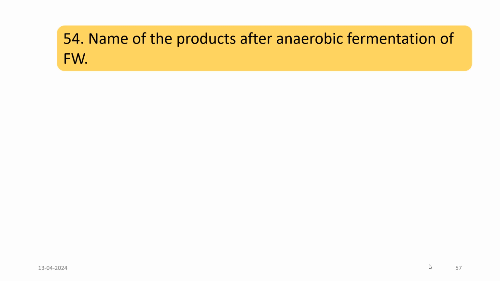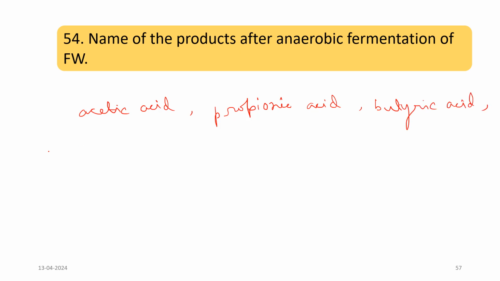The product name includes the majority of the resulting compounds. The products are acetic acid, propionic acid, butyric acid, isobutyric acid, and valeric acid. So these are the major products of the anaerobic fermentation process of food waste.